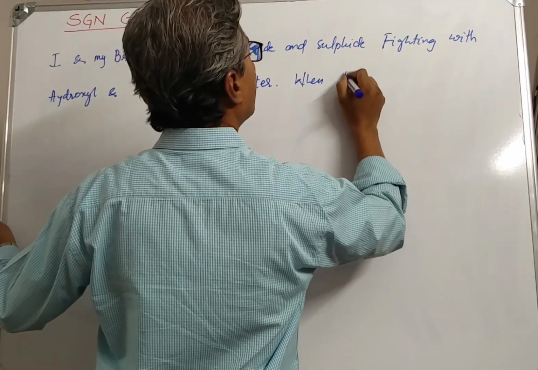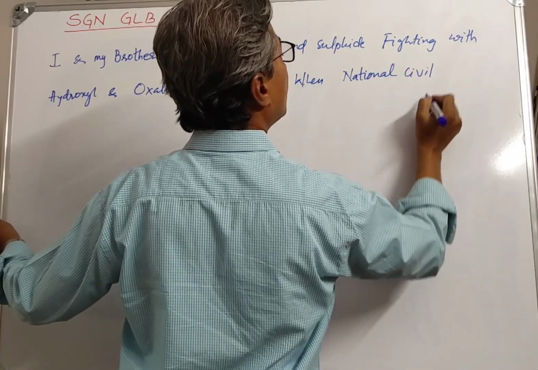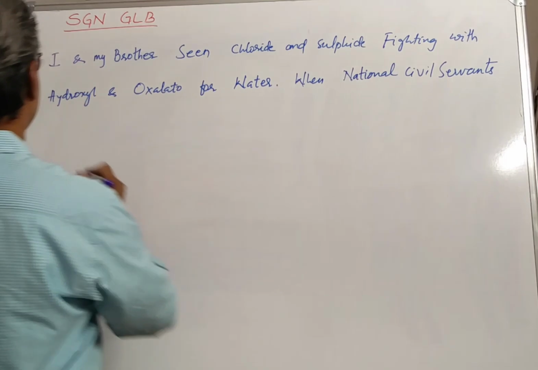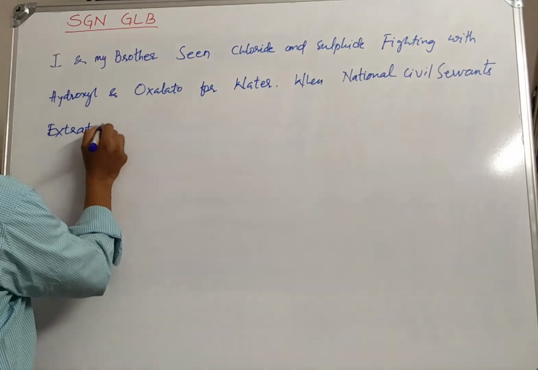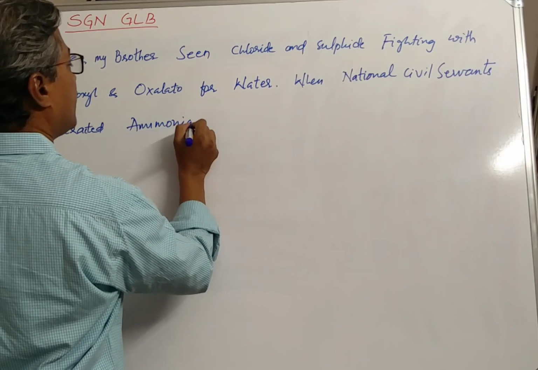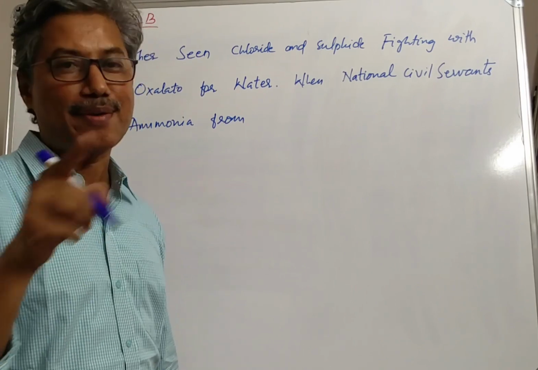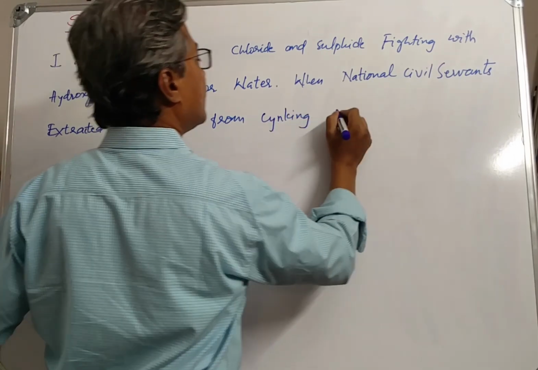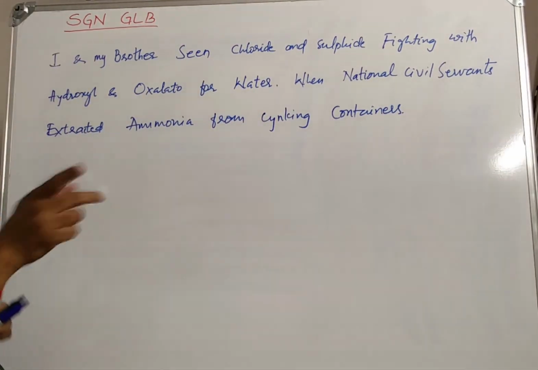When national civil servants extracted ammonia from sinking. The spelling is with a C, I have written it deliberately with a C. From sinking containers. Okay, you just remember this.